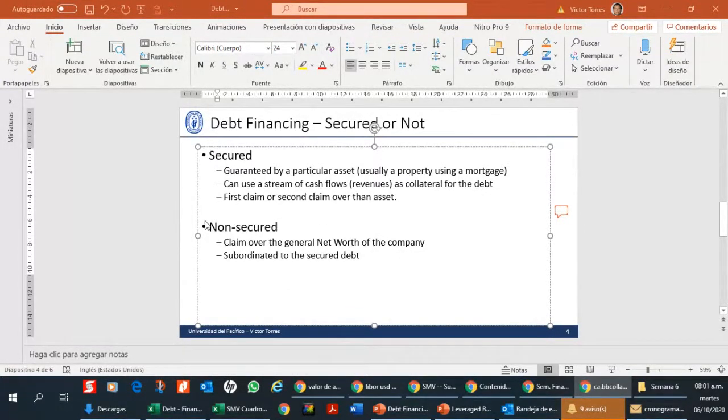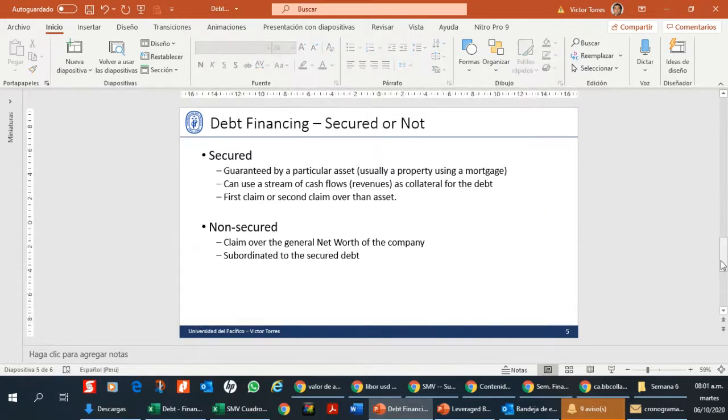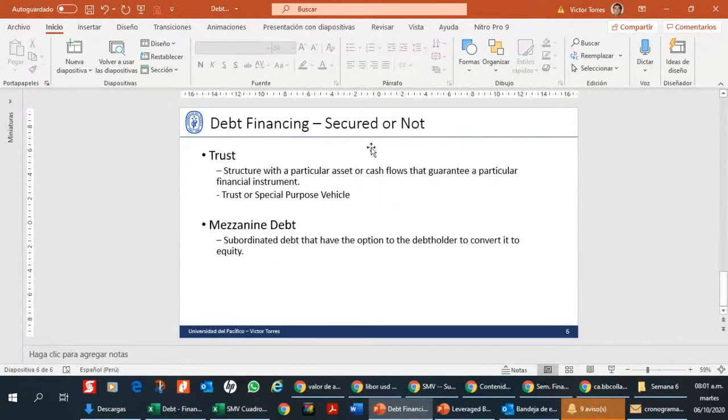The key element that I wanted to highlight when I mentioned non-secured debt is that it is subordinated to the secured debt. We're going to discuss this in a bit, because there are several levels of subordination within debt. It's called prelación in Spanish. So we're going to have secured debt as the highest priority for the debt holder, and then you have non-secured debt in general. But then we can also talk about trust and mezzanine debt, right?